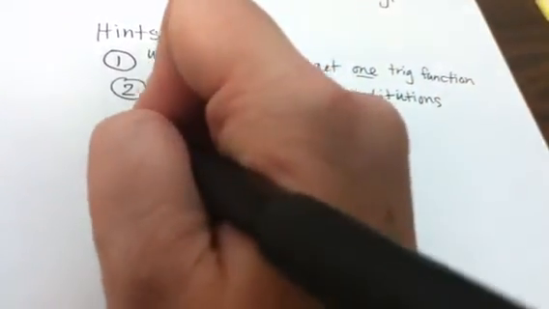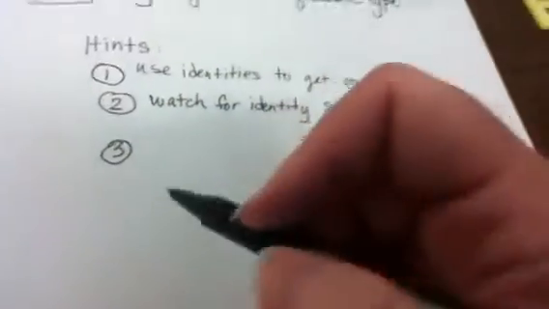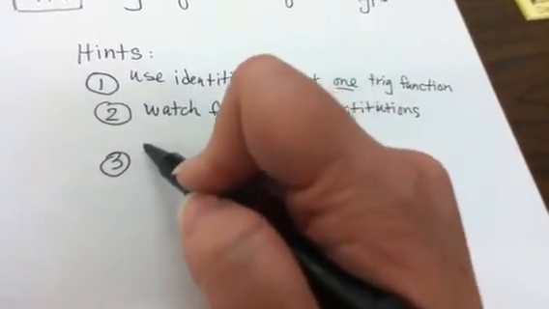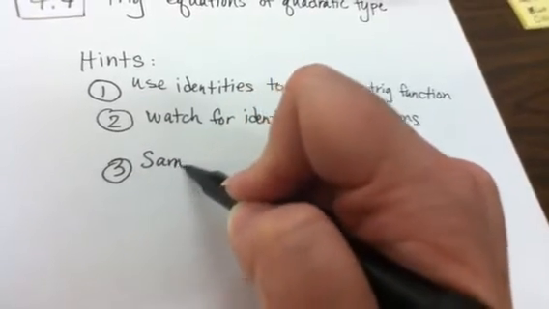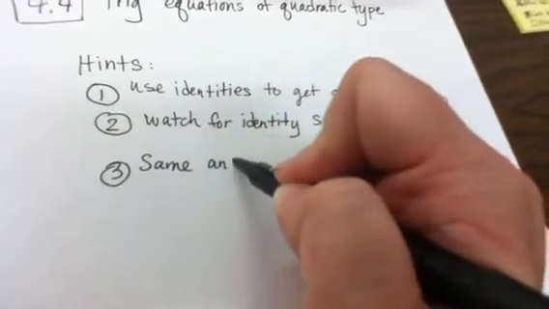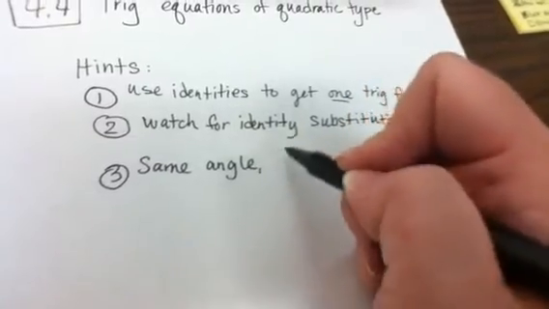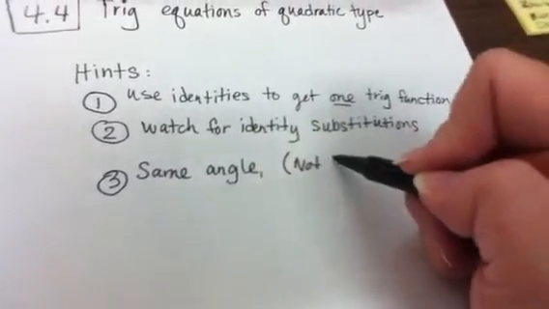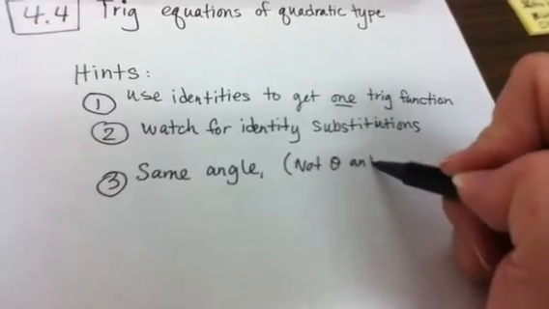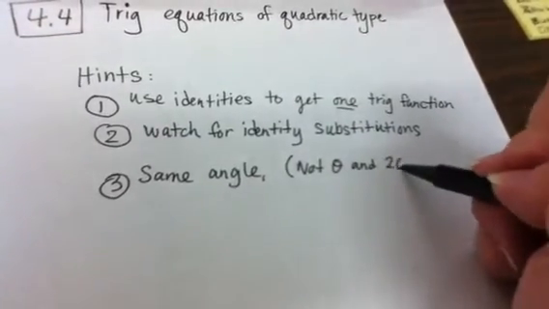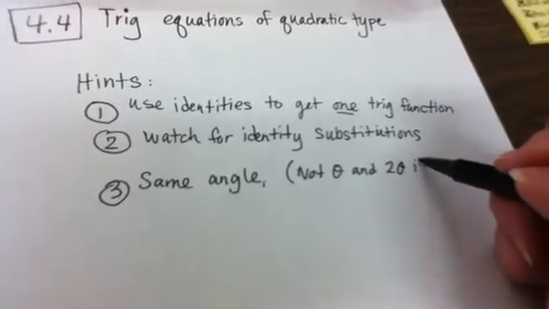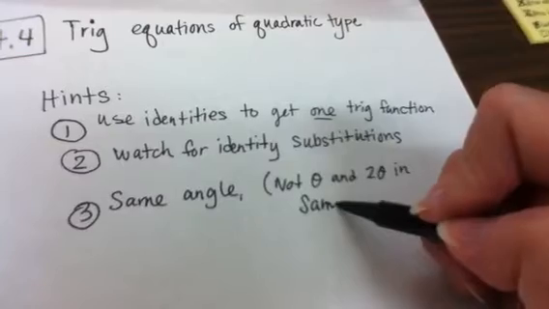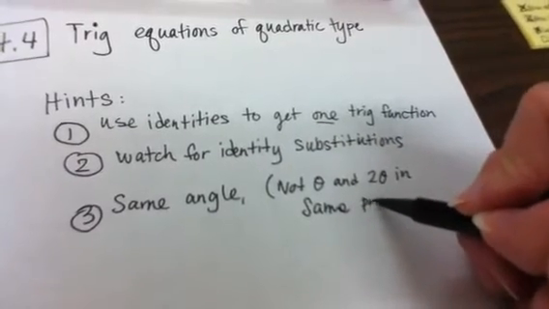Okay. The third one is get the same angle. So make sure you don't have thetas and 2 thetas in the same problem, for example, because that would be 2 different angles. So you could use an identity to get rid of, like, the 2 theta, right?